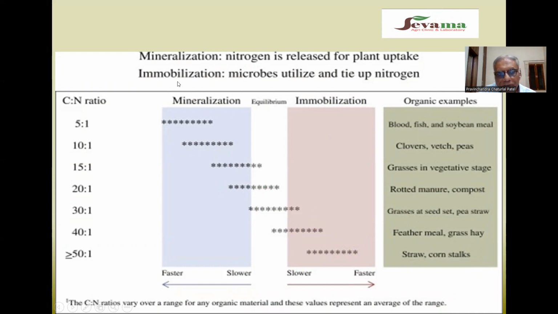And when there is a wider CN ratio in crop residue, like grasses, straw, wheat meal, corn stalk, etc., then immobilization occurs and microbes utilize and tie up nitrogen. A 24:1 CN ratio is desirable for the better health of the soil.